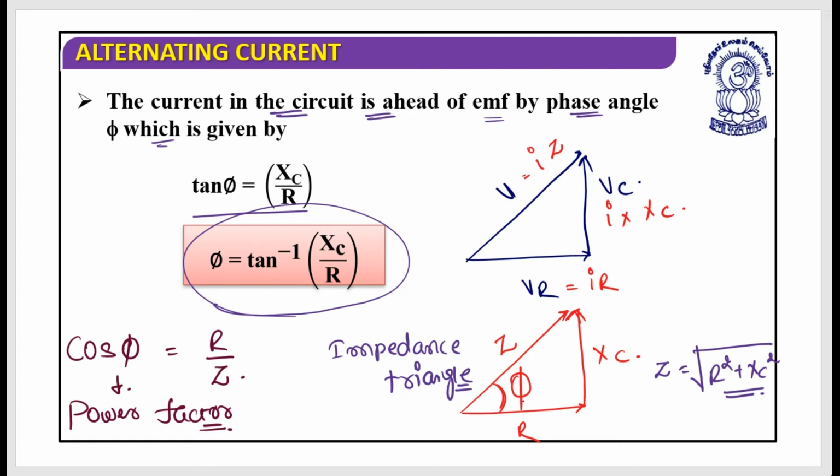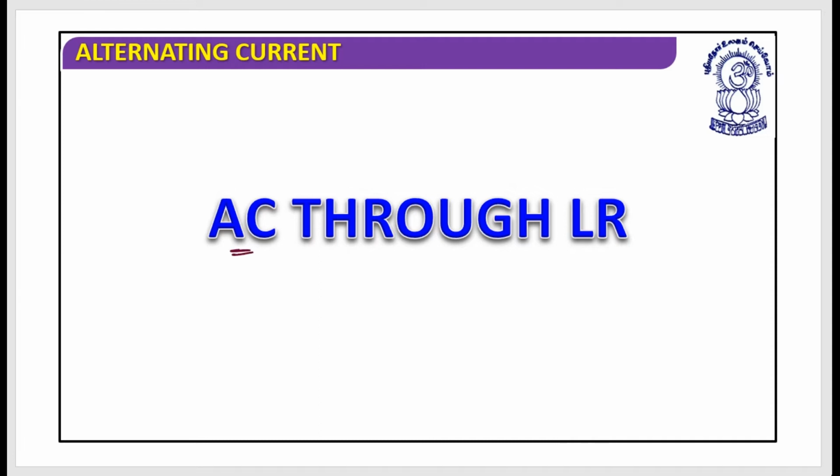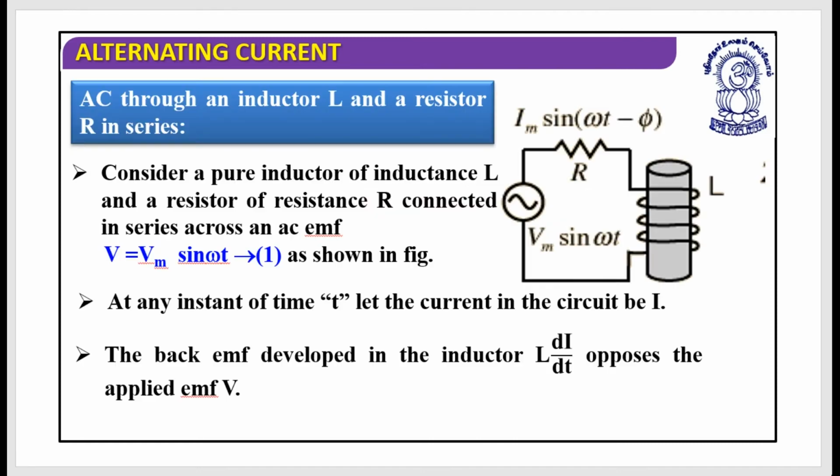Great. Now let's discuss the alternating current through LR circuits. What we understand is, according to the LR circuit, it's an AC through an inductor L and a resistance R in the circuit. This is the resistance, and on this we have wound one coil over a soft iron core, so this will behave as an inductor. So consider a pure inductor of inductance L and a resistor of resistance R.